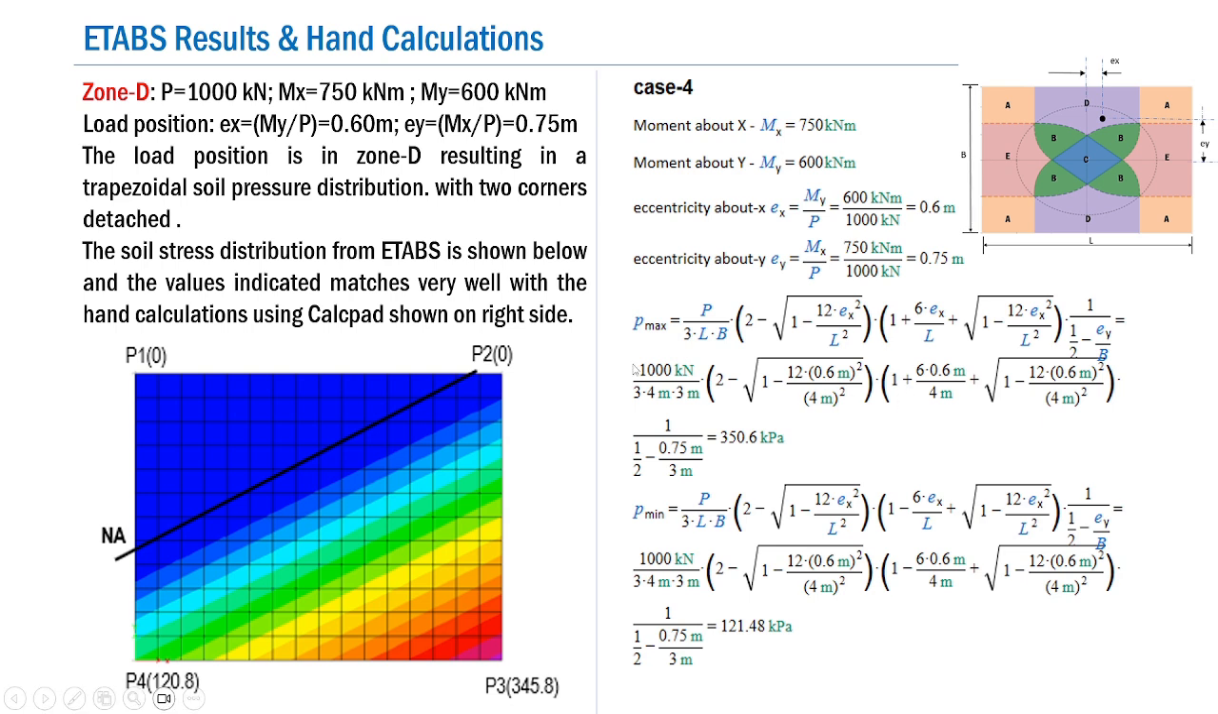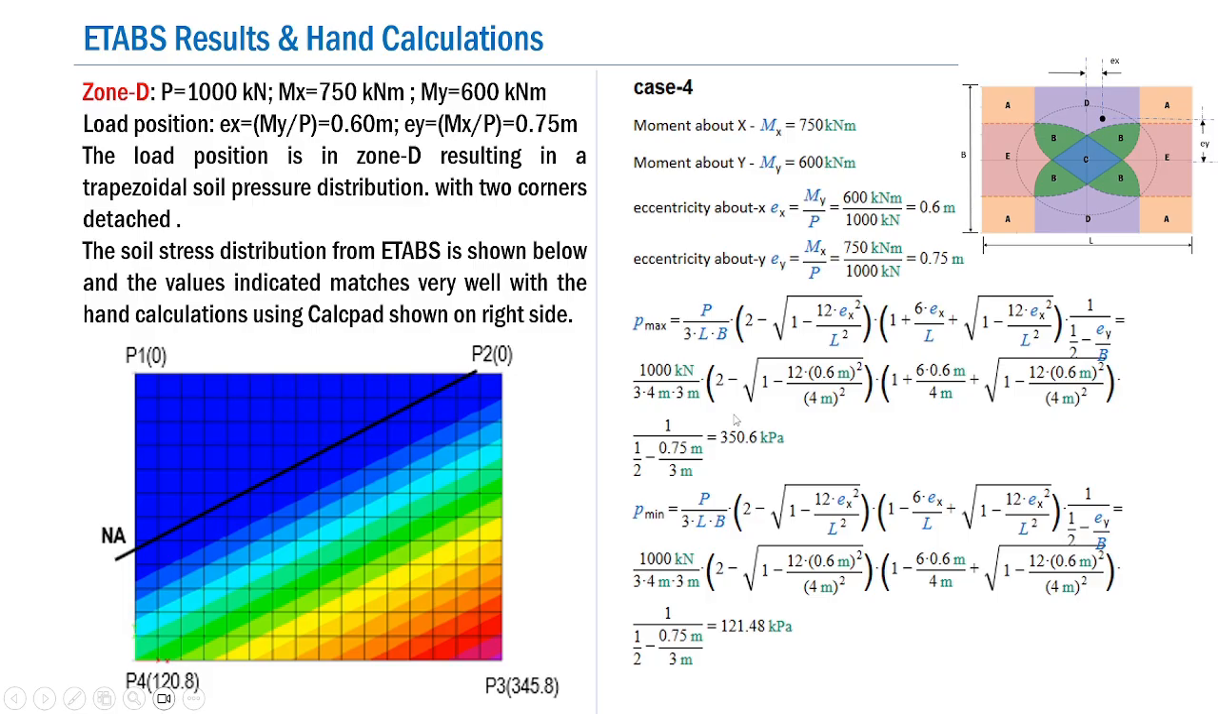in order to see how these ETABS results match with the hand calculations. So from the ETABS we find that the maximum pressure reported is 345.8 and the minimum is 120.8, and we have the maximum and the minimum pressures at the two corners, with the uplifting of the two corners resulting in zero stress values. And here, as you can see, in the hand calculations we have used the same values of Mx and My with the Ex and Ey.